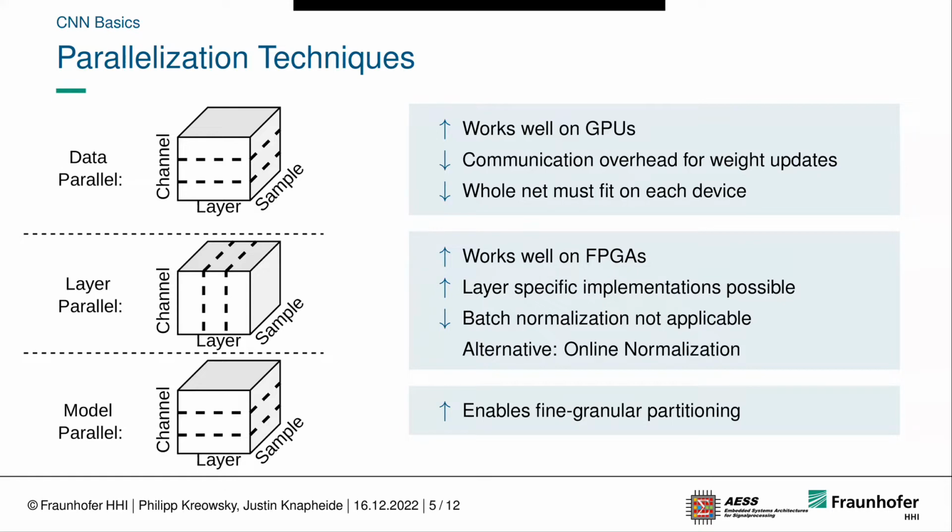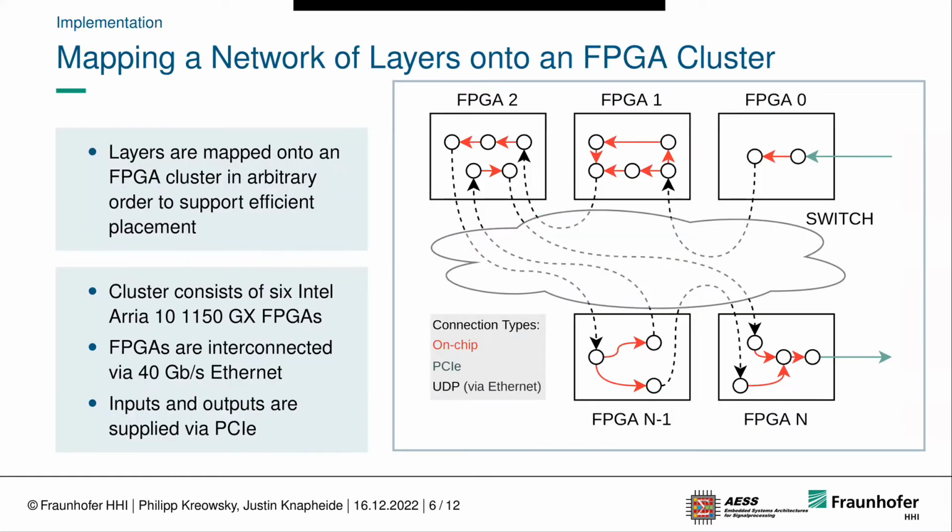So now I'm getting into the mapping of the network of layers on an FPGA cluster, from top to bottom. We have an arbitrary network, as shown two slides before. It can be sequential layers with some forks and joins, and we want to support mapping an arbitrary number of layers with arbitrary acyclic connections on a set of FPGA clusters in an arbitrary order to support efficient placement.